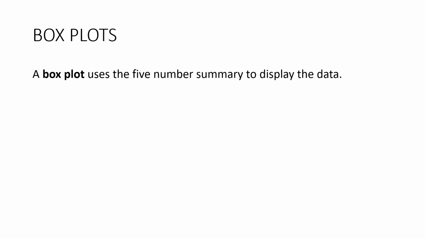The reason that we're so interested in the 5-number summary is because we use it to draw a box plot, and this will help us display the data. So here's the 5-number summary we just worked out. Minimum is 1, lower quartile 4, median 7, upper quartile 9, and the maximum was 11.